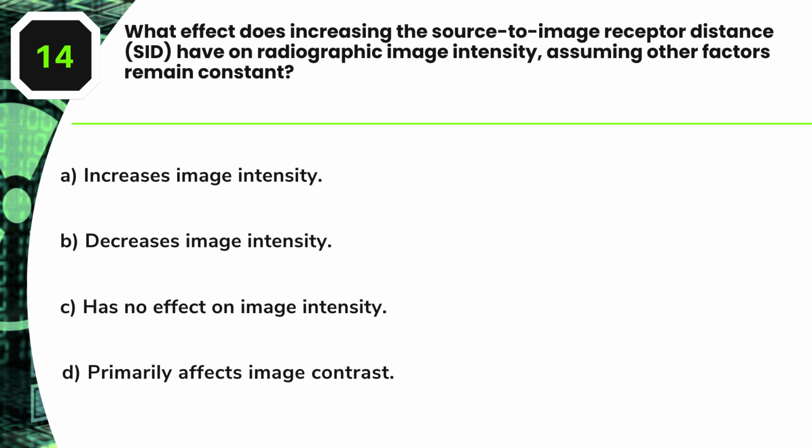Question 14. What effect does increasing the source-to-image receptor distance, SID, have on radiographic image intensity, assuming other factors remain constant? A. Increases image intensity. B. Decreases image intensity. C. Has no effect on image intensity. D. Primarily affects image contrast.